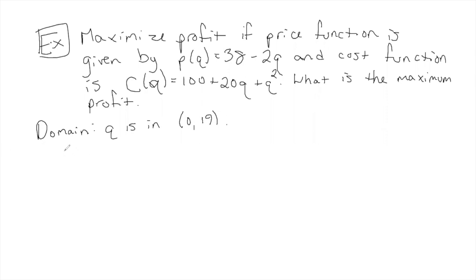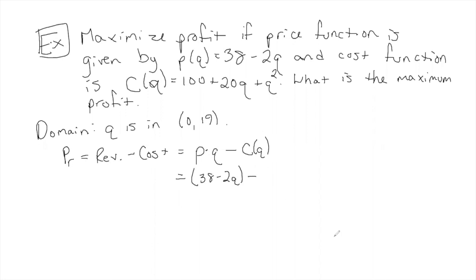Okay, so just like before, our first step is to write out a profit equation. This is still revenue minus cost. Revenue is still P times Q. And in this case, I have a cost equation. So my price formula is 38 minus 2Q, and I have a Q on the outside times Q. That stays in there because I want this to be just a function of Q. Everything else is written in terms of Q. And I have to remember parentheses. Plus 20Q plus Q squared.